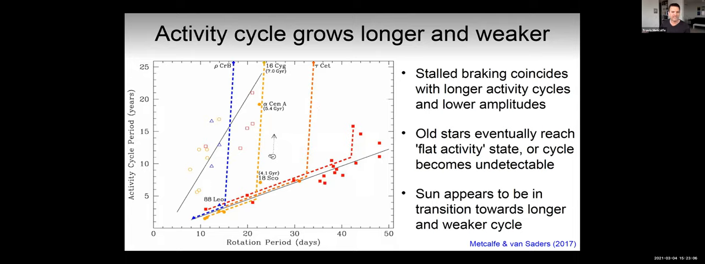And now we have a mechanism for understanding why the sun is between these two stellar sequences that Erika Böhm-Vitense identified. Perhaps the sun is on its way up, evolving slowly on stellar evolution timescales toward longer cycles with lower amplitudes before eventually the cycle will just disappear.